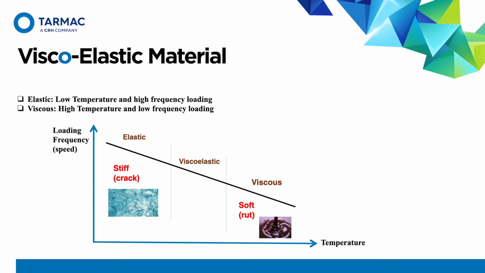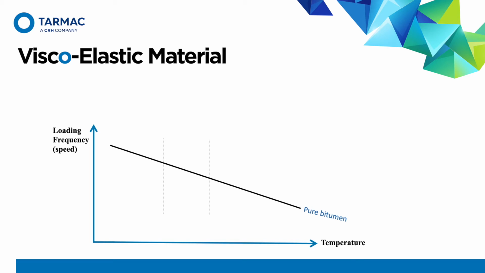How can we change this property? By applying a polymer modified bitumen rather than pure bitumen. And basically, this is the change. At the left hand, the material becomes less stiff, i.e. less susceptible to cracking. While on the other extreme, on the right hand, where rutting is more dominant, the material needs to be stiffer or less soft, and this is where the function of the polymer modified bitumen comes in.